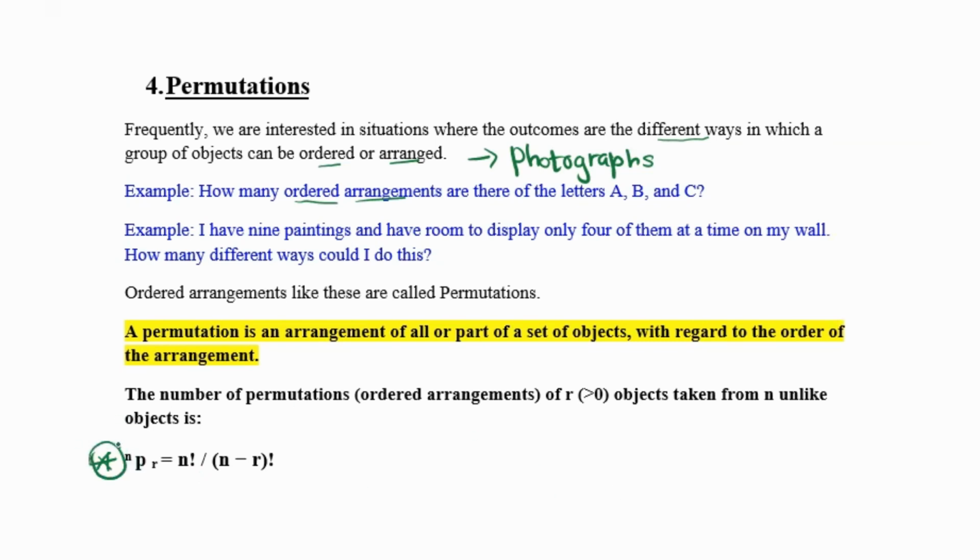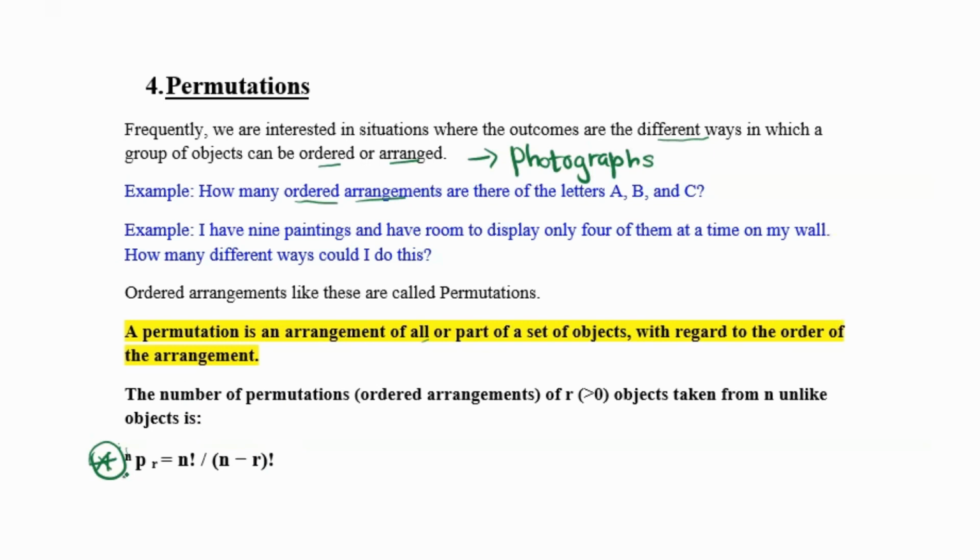P stands for permutation, n stands for the total number that you have, r stands for the number of items you have to choose. It says all or part of a set of objects, so nPr. And it says divide n factorial by n minus r factorial. Well, where does this come from? Out of the blue? Well, we are not used to doing it that way. Let's try to understand what the concept behind this is.